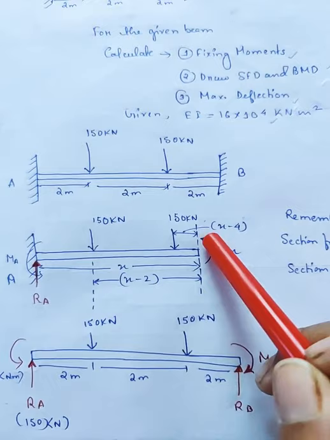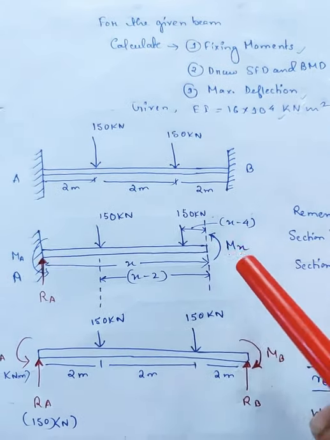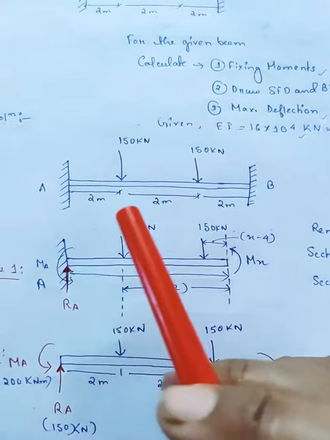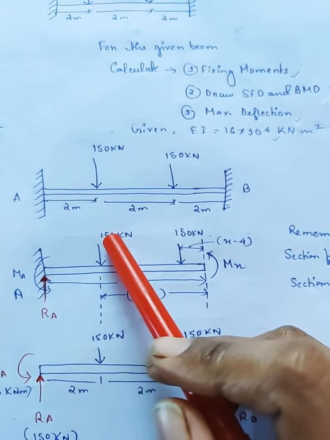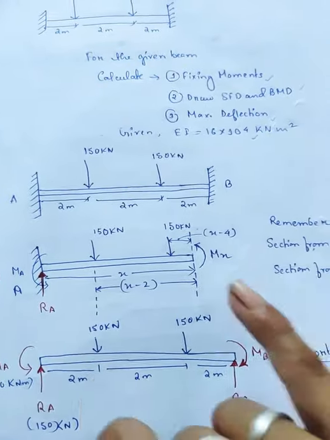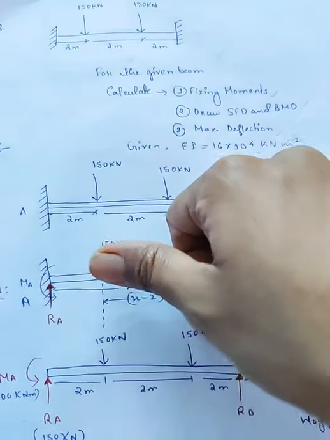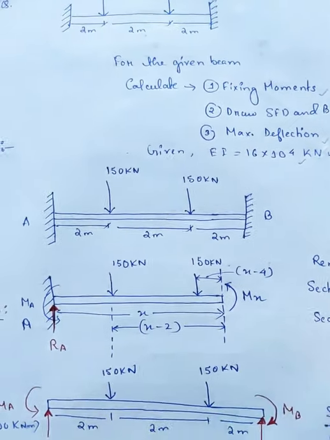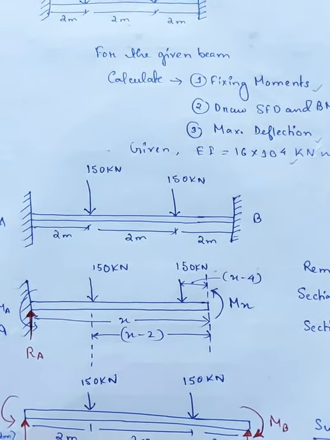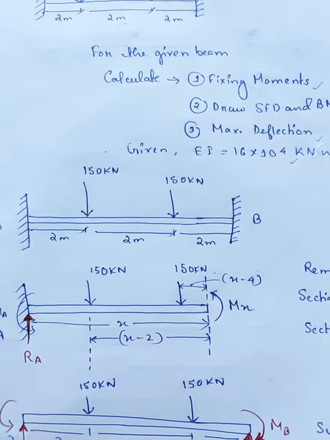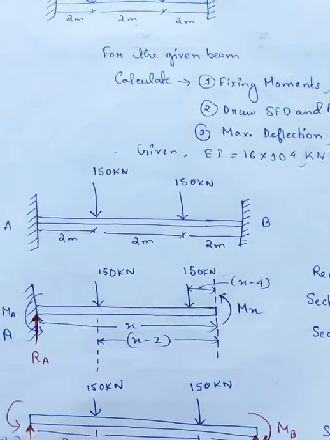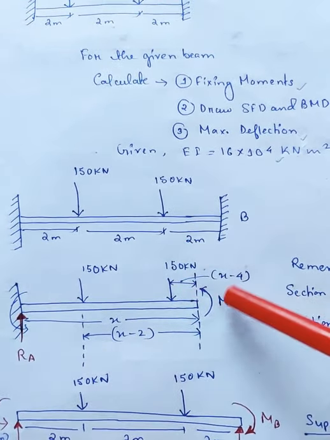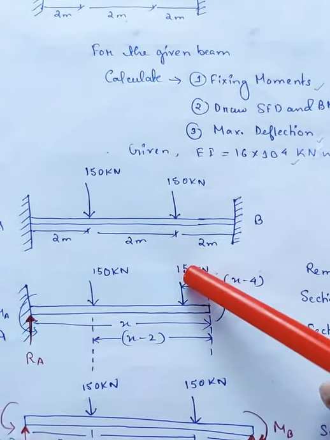Now see in the diagram, here Mx is anti-clockwise, it will be positive. Then we will take MA, this is also anti-clockwise, it will be positive. Then we have 150 kilonewton. Put your little finger here, then thumb like this. Then we will get that, and 150 kilonewton is acting in anti-clockwise direction, hence it will also be positive. Then this 150 kilonewton is also acting in an anti-clockwise direction, hence it will also be positive.